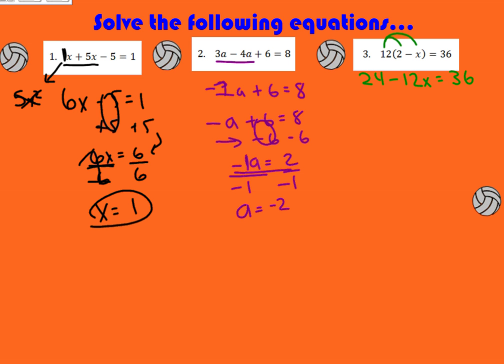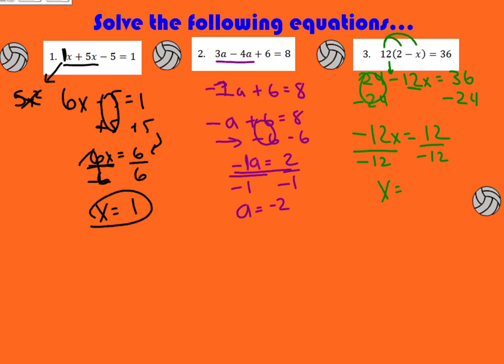Now, good news is I've got my variable on one side, but I've got to get rid of everything else. Since I have a positive 24, I'm going to subtract 24. Be careful with this sign. This sign is in front of 12. It's not in front of 24. So you don't want to add 24, you want to subtract 24. This becomes 0. Negative 12x now equals 12. So now you've got a negative 12, so I want to divide by negative 12.